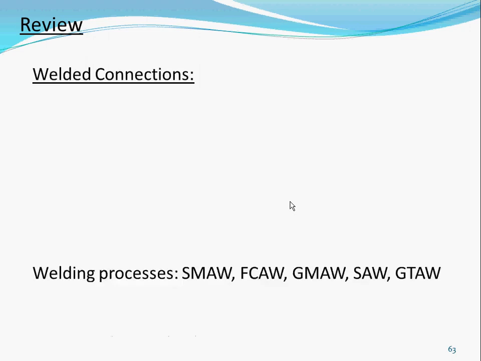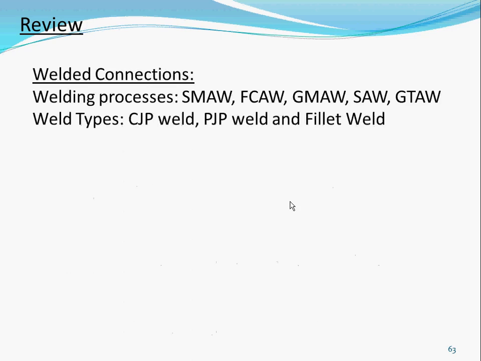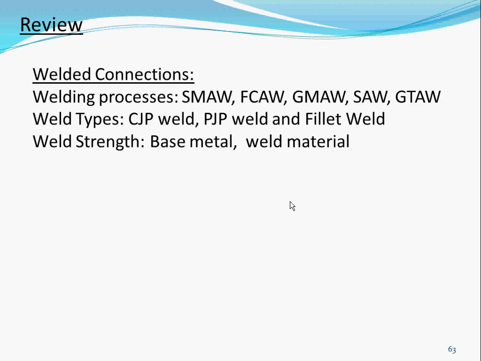Okay, review. Welded connection. I know 4 or 5 processes, and then there are certain ones that are pre-qualified in the AWS D1.1 to be used in their welding procedures without having to do further testing. Welded joint types are CJP, PJP, and fillet weld. Strength check is you have to check both the base metal and the weld metal.